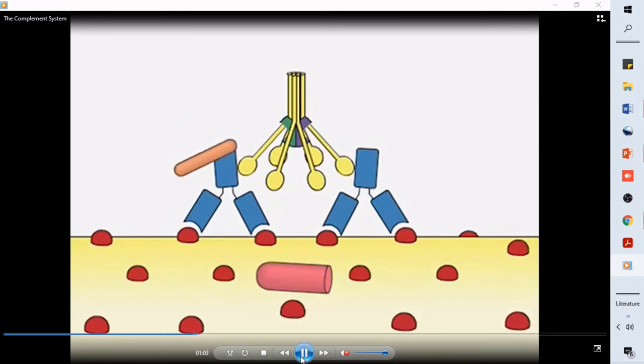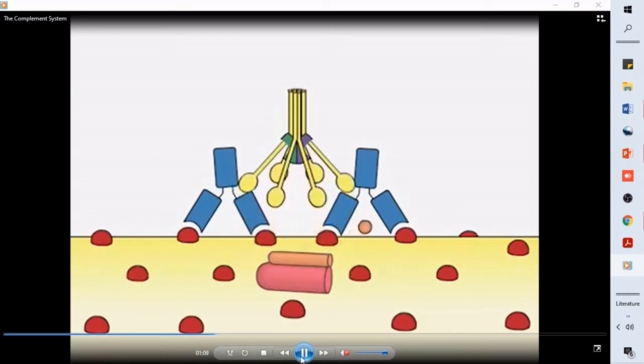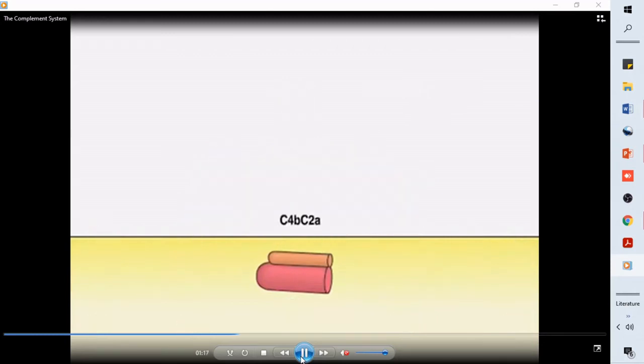Then comes C2. Again, C2 is cleaved into C2A and C2B. The only difference here is that the part that is leaving C2 is called C2B. Okay, that's an exception, C2B. For the rest of the parts, everything that goes is the smaller part, that is C2. Every small part is called A, and bigger parts are called B.